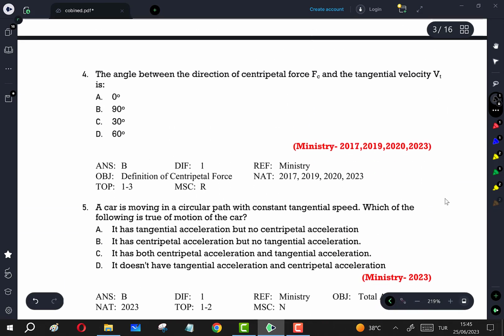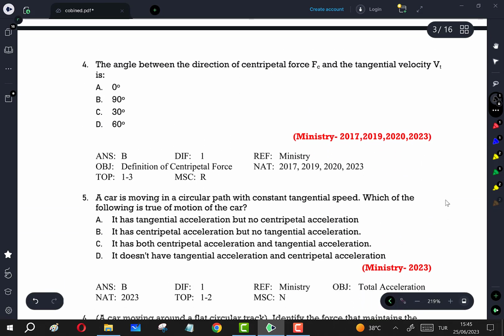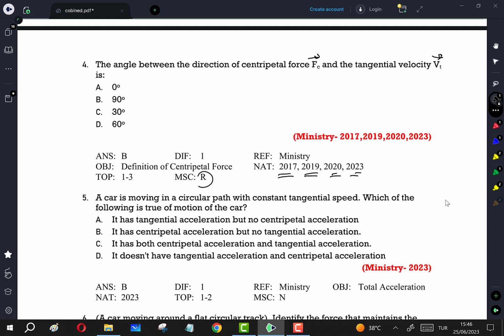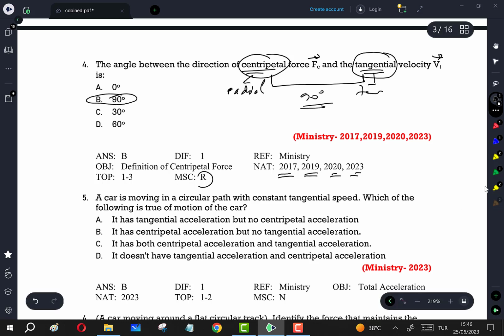And question number 4: the angle between the direction of the centripetal force Fc and tangential velocity Vt is equal to 90 degrees. This is a repeated question. It was asked in 2017, 19, 20, and 2023, four times. The angle between centripetal and tangential, whether it is velocity or acceleration: the centripetal is along the radius, sometimes called radial. The tangent and radius are perpendicular to each other, so the angle between them is 90 degrees. B is the correct answer.